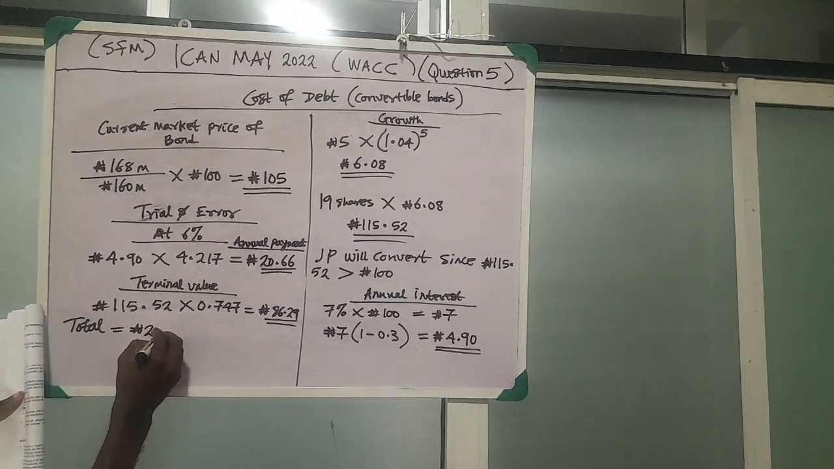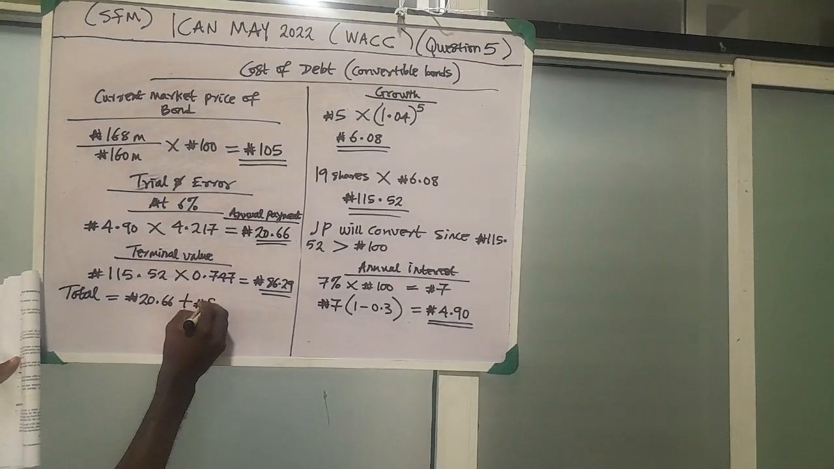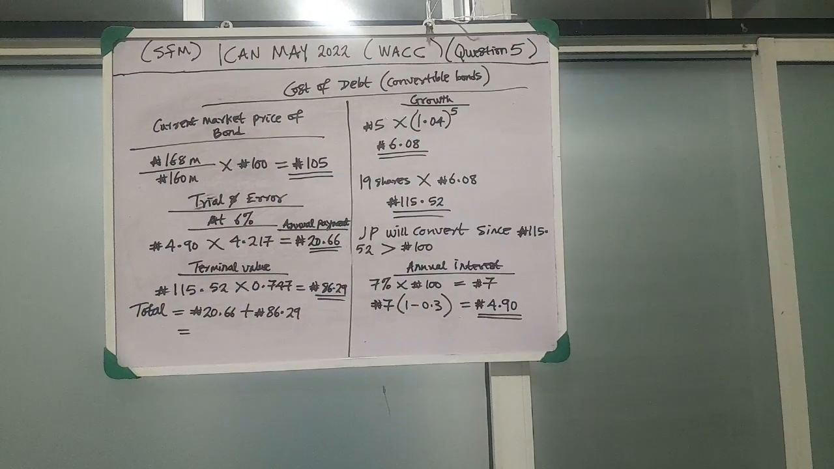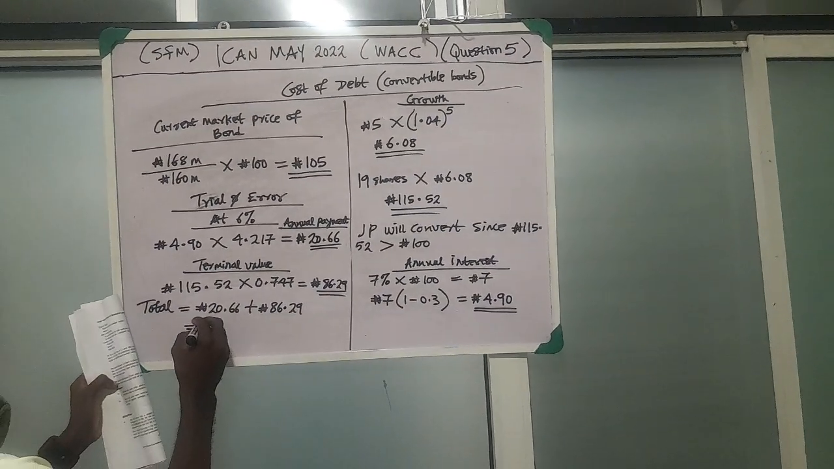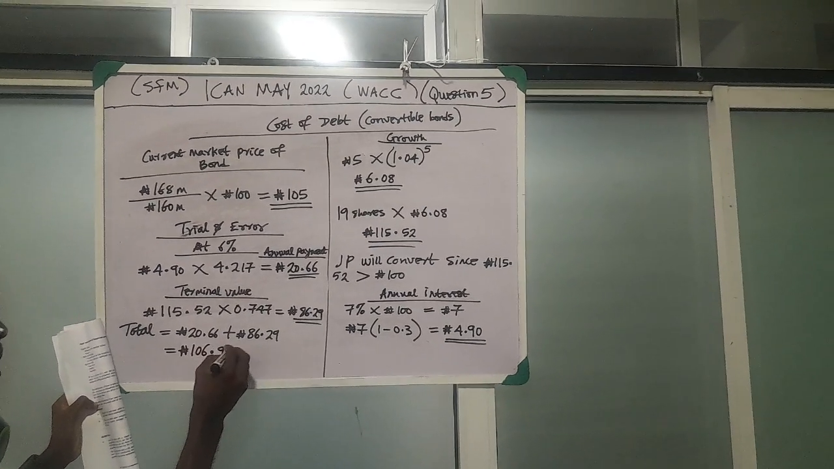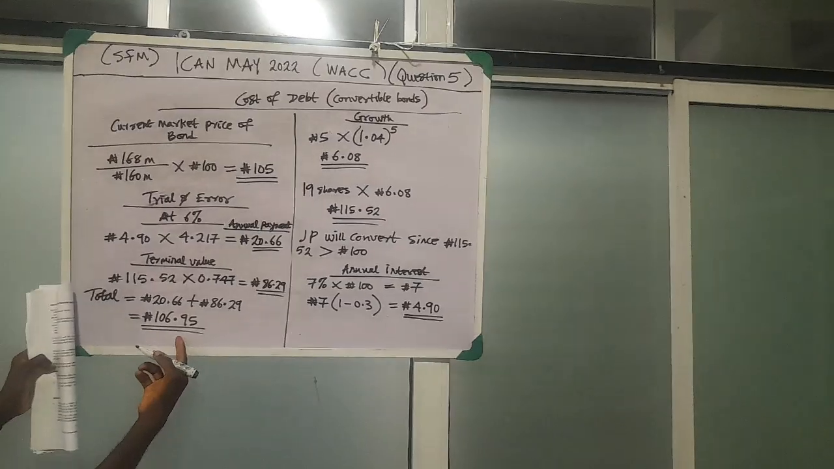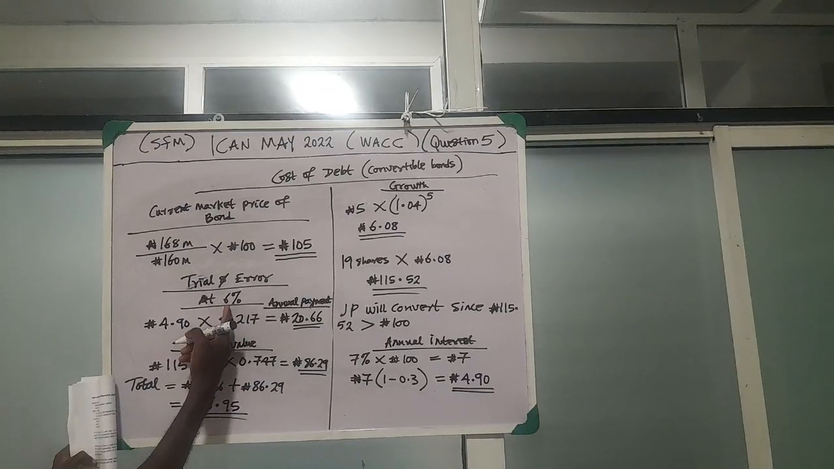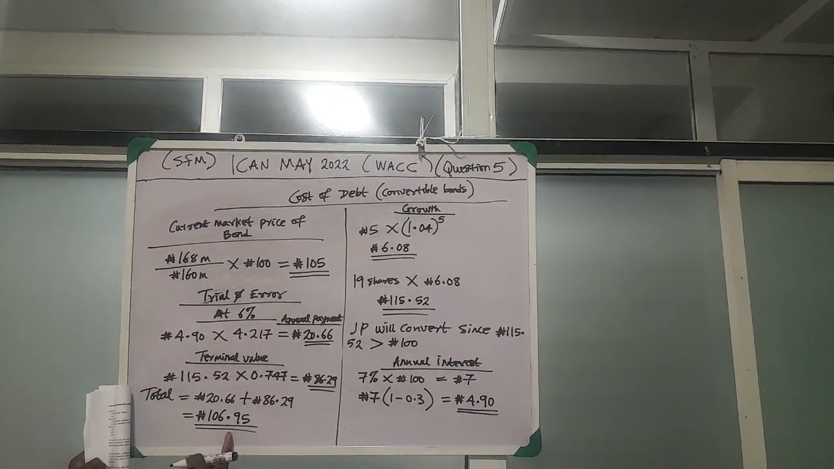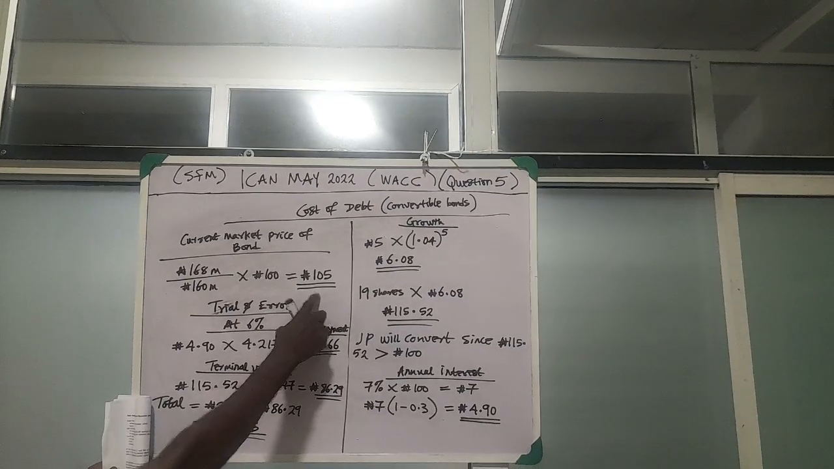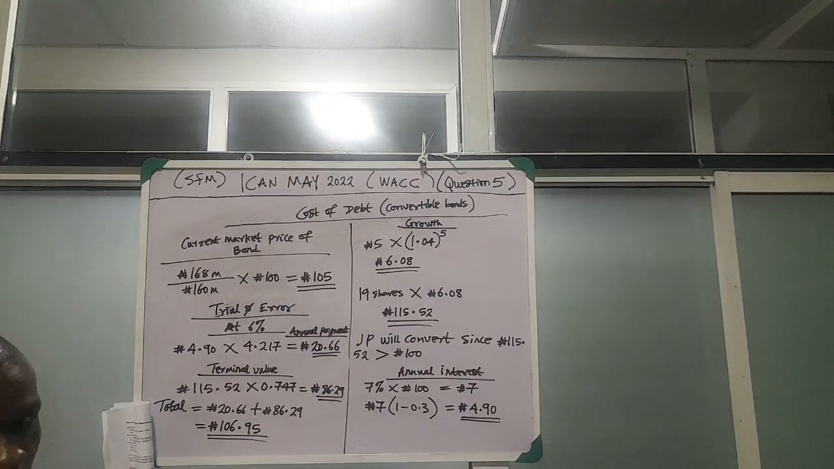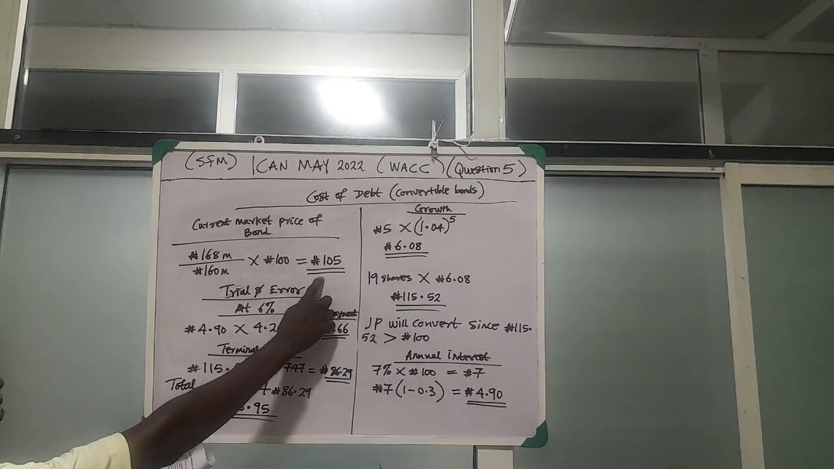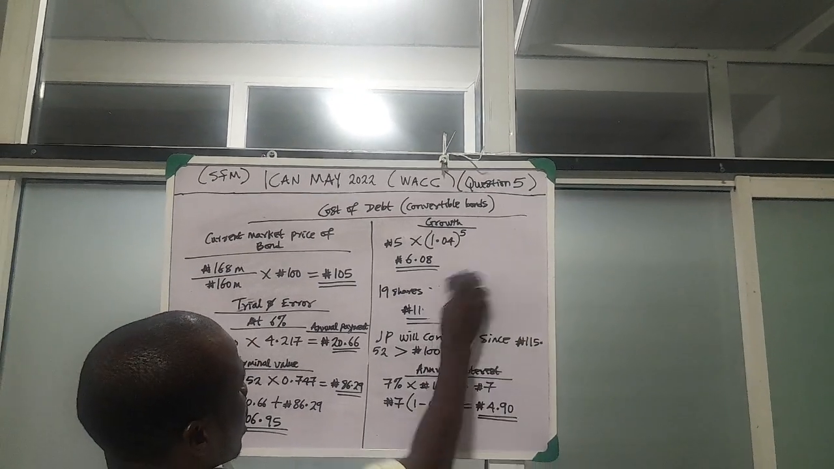Now the total will be 20.66 naira plus 86.29 naira. Total gives us 106.95 naira. Now, if you observe, this value is higher than this. So at 6%, the value is actually higher than the 105 we are looking for. So we'll try a higher rate of 7% and see. Then we will use the linear interpolation process to get the exact rate that will give us this 105. So we try out 7%.